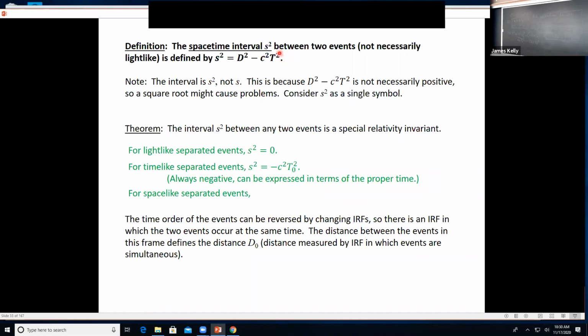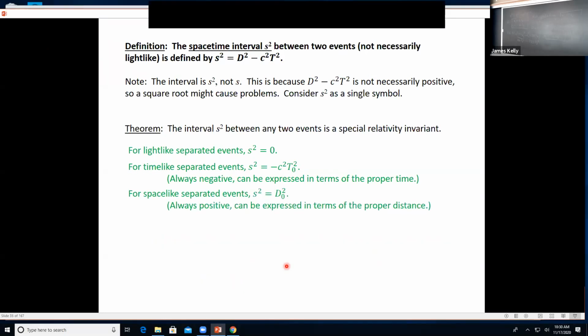And then if I go up into this definition up here, then this term would go to 0 when we use coordinates for that frame. And we would just get s squared is equal to d squared. Here, we'll define this distance d0. Sometimes people define this to be the proper distance between two space-like separated events. What it means is the distance between two events in which the events are simultaneous. They have to be space-like separated for them to be simultaneous, but that's what that d0 means. So the formula just reduces down to d0 squared.